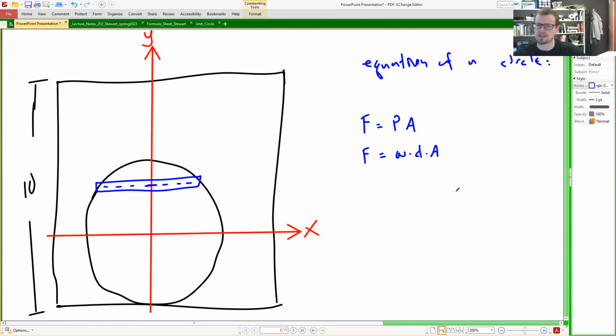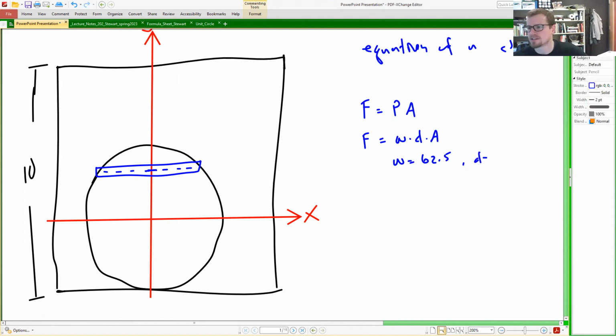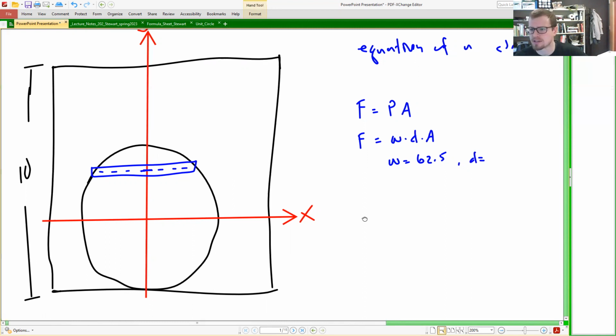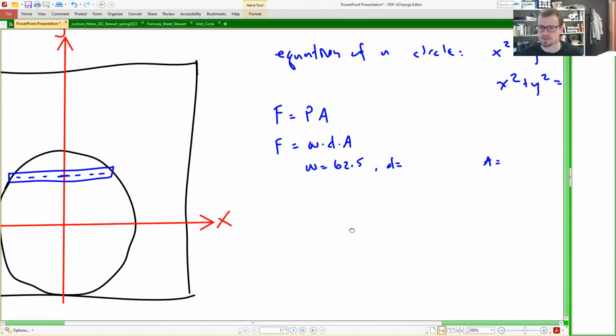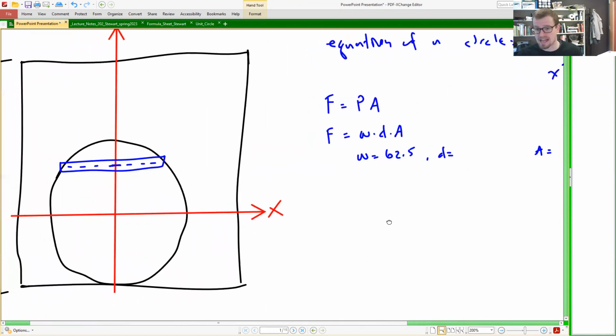And then we still have A here, the area. So we're going to use that the weight density is 62.5. There we go, 62.5. We want to use the depth, which will be given here, but we'll find that D is equal to something. And then we're also going to need to find out what the area is equal to as well. So area is going to be equal to something. We'll figure that out in a little bit. So we're going to need to make these substitutions. It might require that we do some side work to get that, and that's okay.